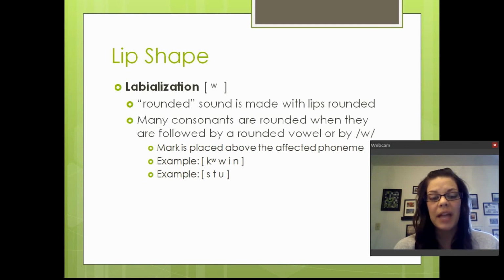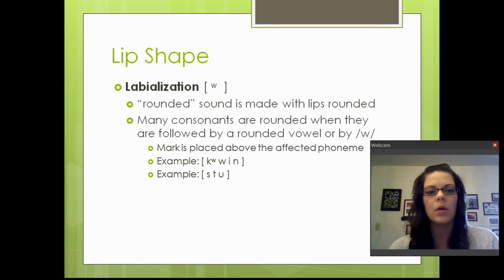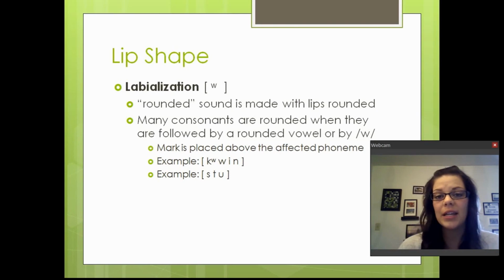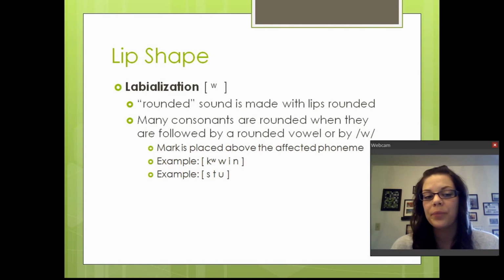We have lip-shaped diacritics, including labialization. That's when we're rounding a sound with our lips more so than we expect or when we don't expect them to be rounded. It's kind of like if we round vowels, but you're doing it with a consonant. So typically this will happen when a consonant is followed by either a rounded vowel or by the phoneme W. And we're going to place this diacritic above the affected phoneme. So right now it's showing to the right of the phoneme, above and to the right, but it's actually above. It should be above the K, I apologize.